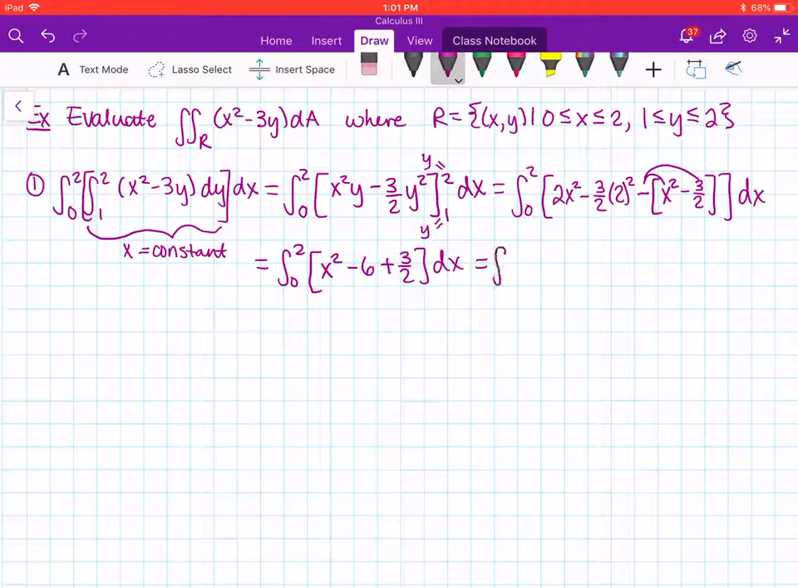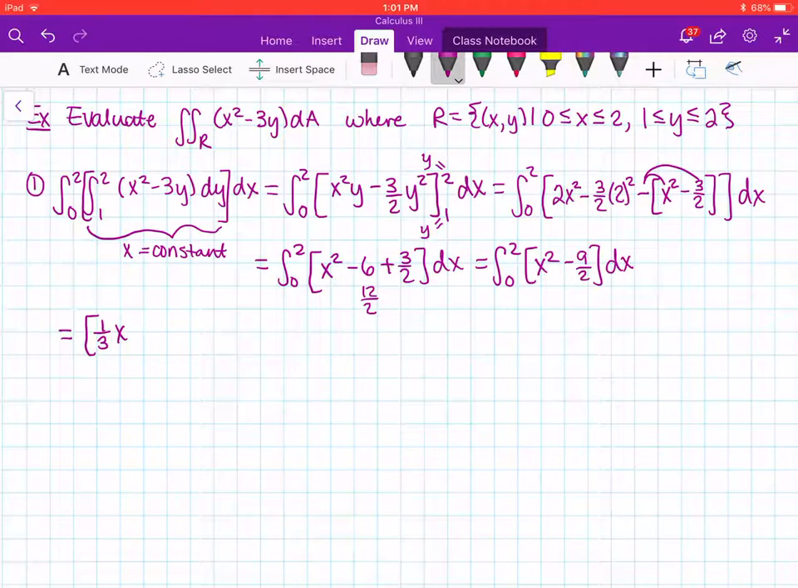Okay, so we're still working on simplifying. We get x squared, and then this becomes 12 over 2. So then we get a minus 9 halves dx. Now we're ready to integrate. So the antiderivative of x squared is 1 over 3 x cubed minus 9 halves x. We evaluate it from 0 to 2. And remember, this is x equals 2 and x equals 0.